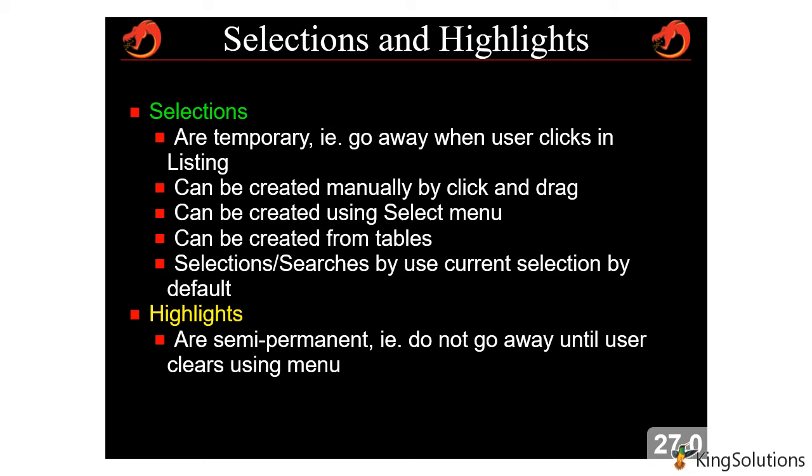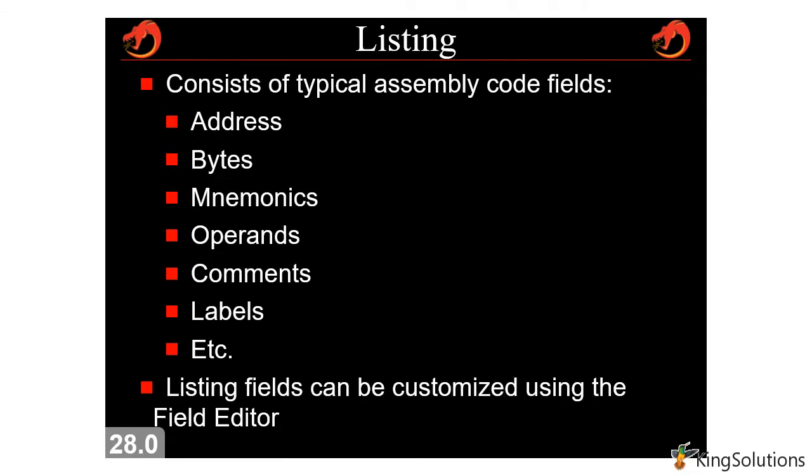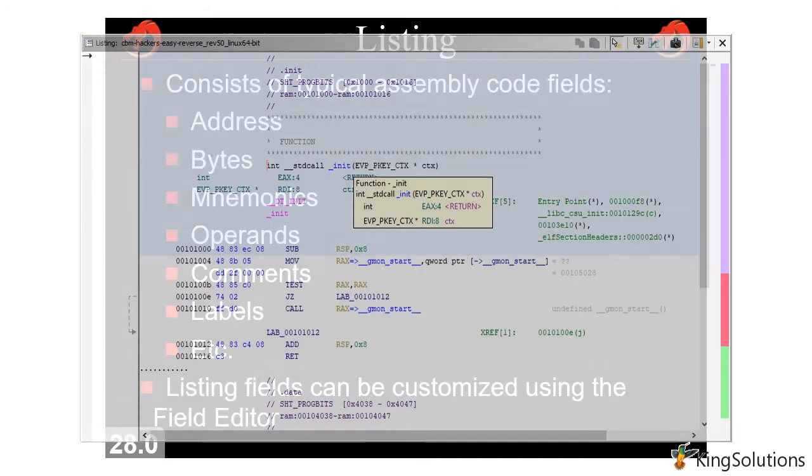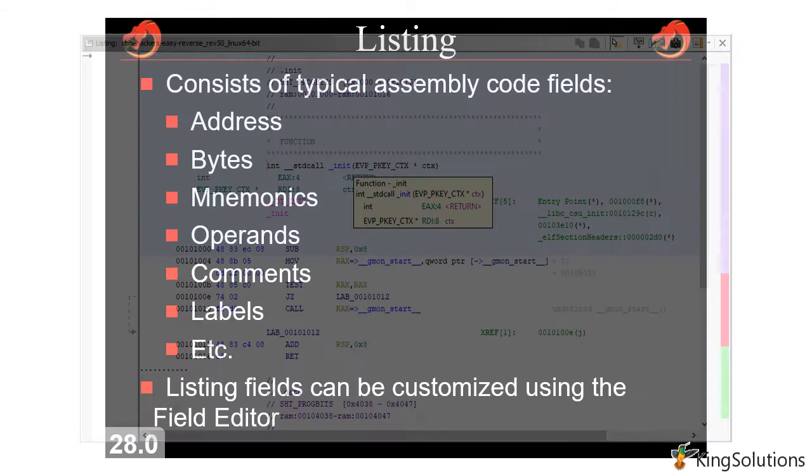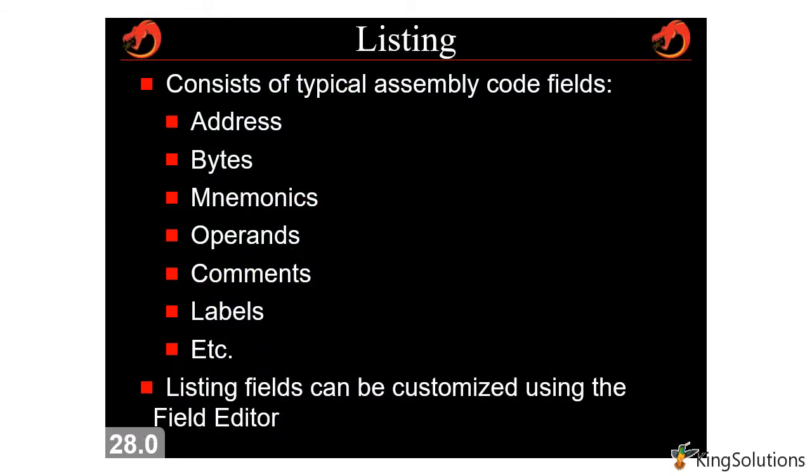Highlights, on the other hand, are semi-permanent, in other words, they do not go away until the user clears them using the menu item select program, highlight clear. They show up in yellow in the tool. Listing. A listing consists of typical assembly code fields: address, bytes, mnemonics, operands, comments, and labels, etc. Listing fields can be customized using the field editor.